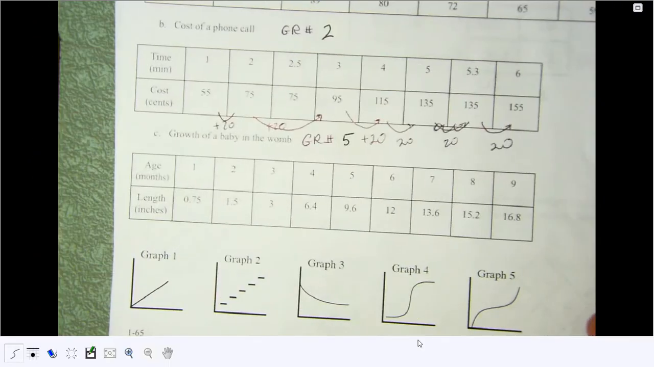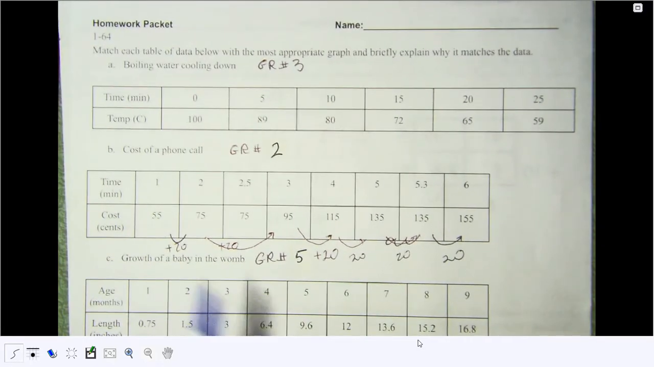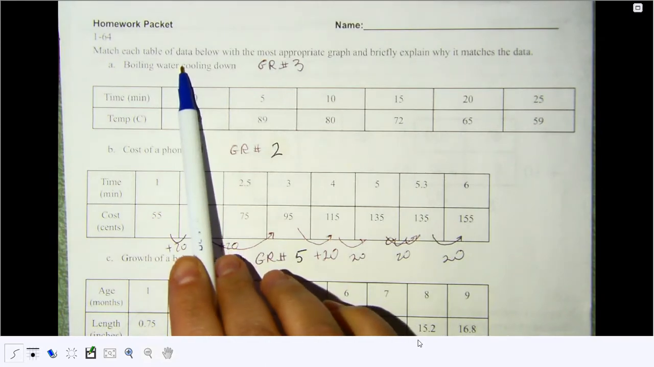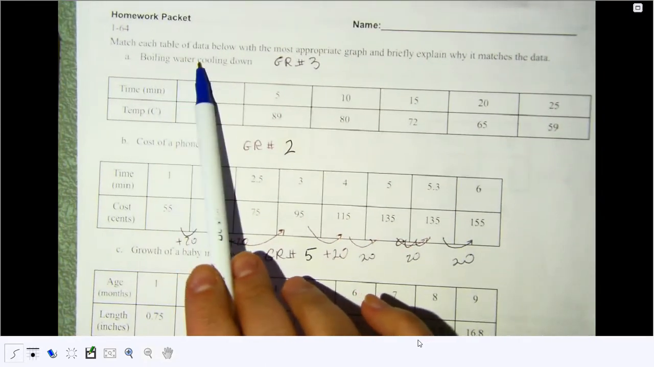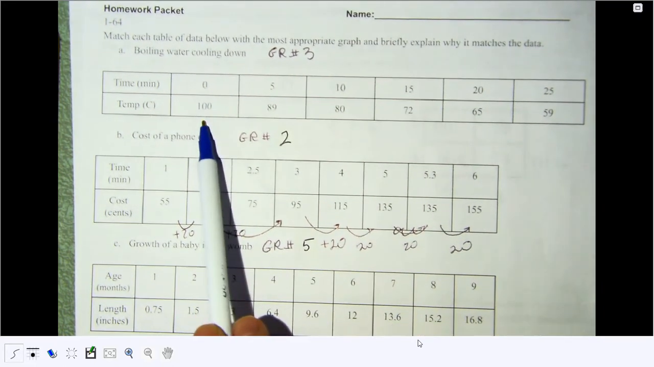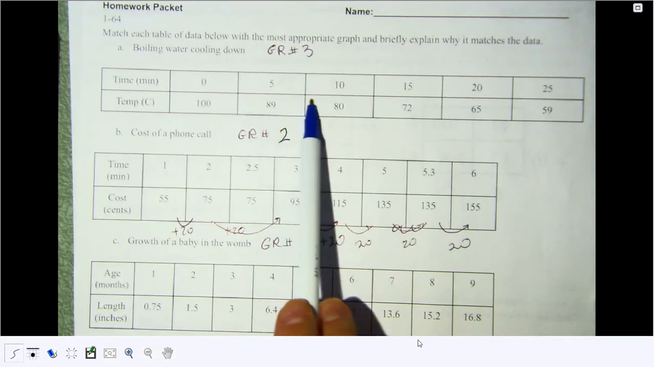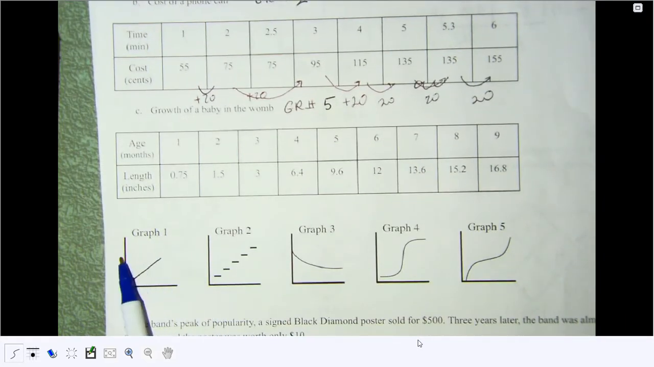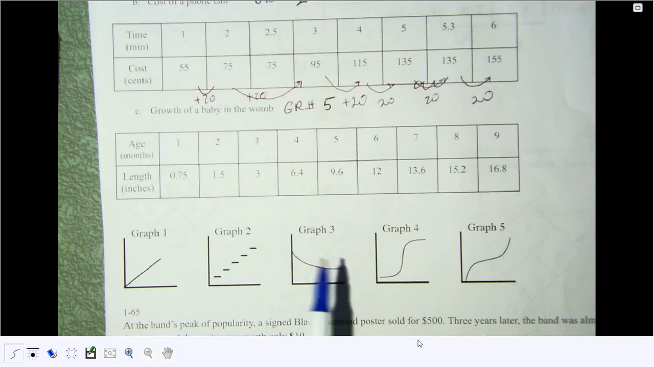And your last problem, I ask you not to do. This is the back of your homework. We have a matching on the table with the graph. So we have boiling water that is cooling down. So you start at time 0 at high temperature, and then the temperature slowly goes down. So I need to find a graph that starts at a higher point and then goes down. So that will be graph number 3.